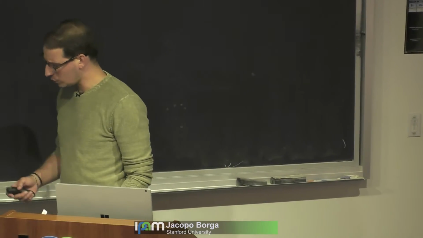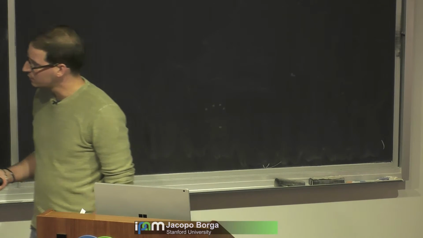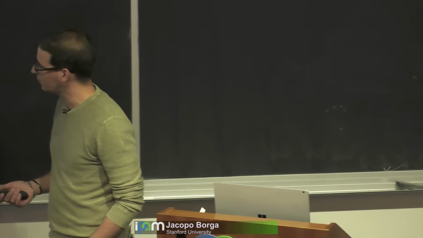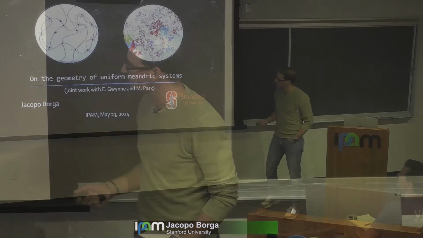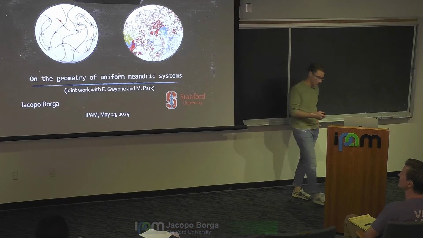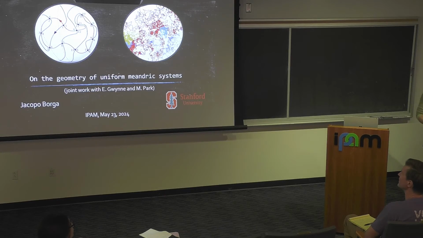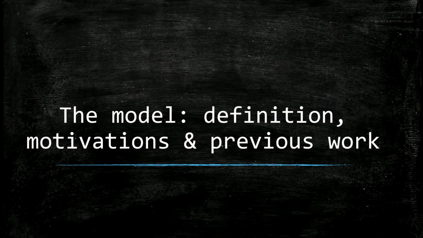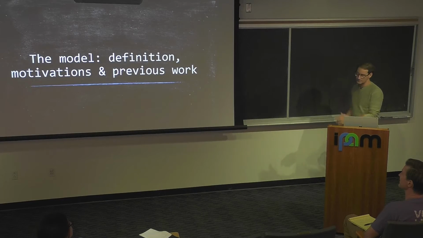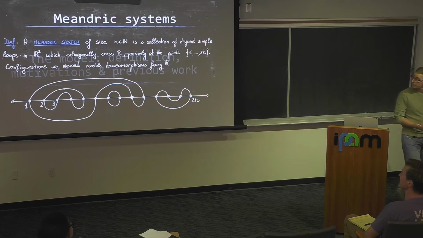So what I want to discuss is this system that is called meandric system. I will define immediately what it is. And this is based on joint work with Ewain Gwynne and Minjae Park, who are both at the University of Chicago. OK, let me start by defining the model, motivating why at least I'm interested in the model, and discussing some previous work on the model.